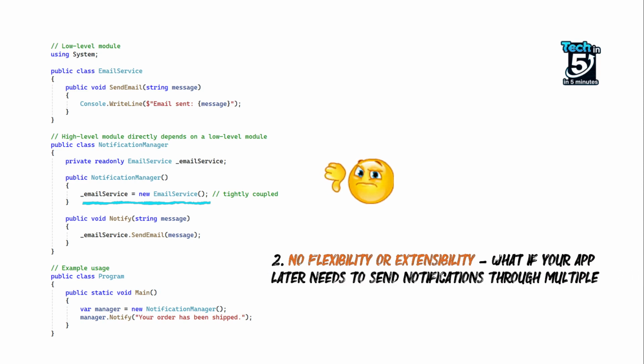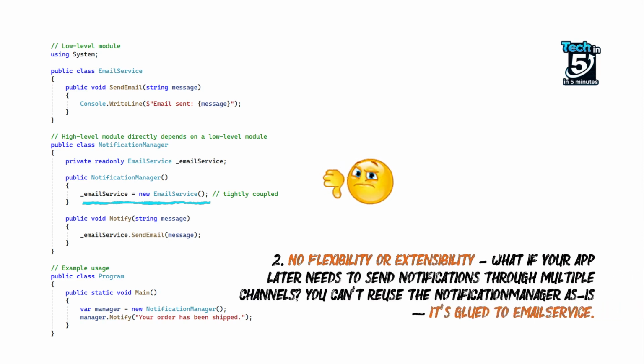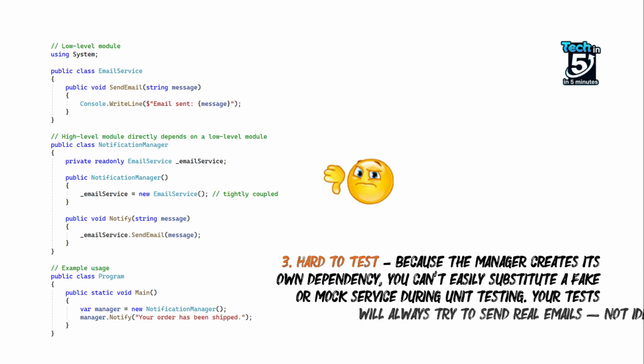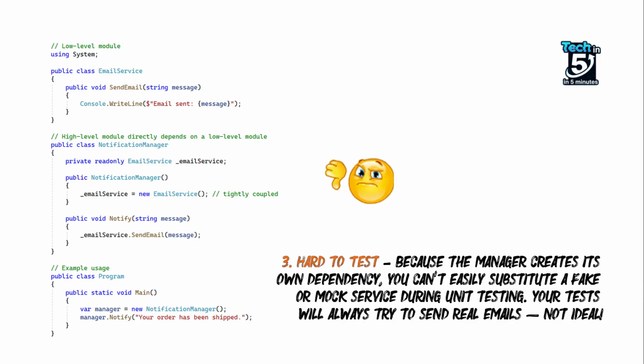Two, no flexibility or extensibility. What if your app later needs to send notifications through multiple channels? You can't reuse the NotificationManager. It's glued to EmailService. Three, hard to test. Because the manager creates its own dependency, you can't easily substitute a fake or mock service during unit testing. Your tests will always try to send real emails.